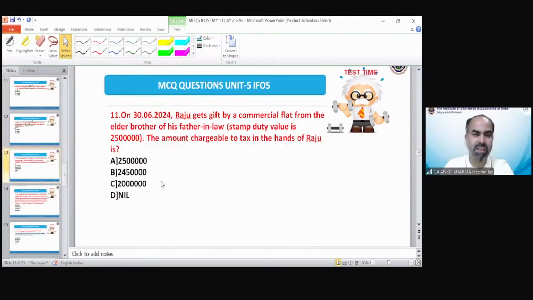Next is on 30th June 24. Raju gets a gift of a commercial flat from the elder brother of his father-in-law. Stamp duty value is 25 lakh. The amount chargeable to tax in the hands of Mr. Raju is, how much would be the amount in the hands of Mr. Raju?